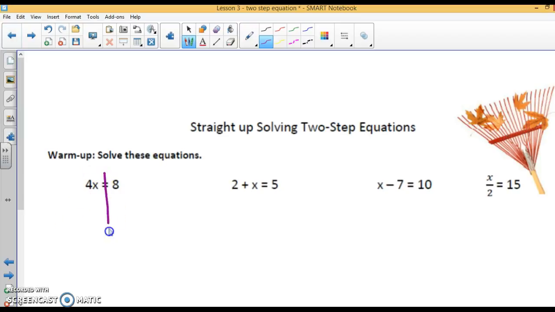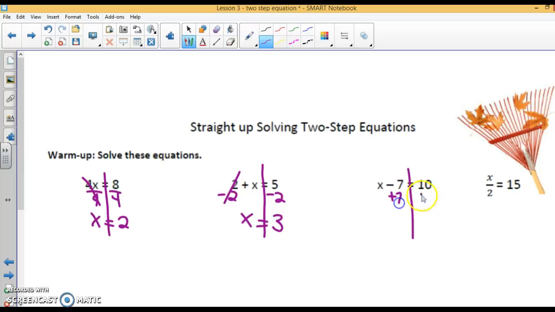All right, draw your line down the middle. This one, I'm going to divide both sides by 4, so I get x is 2. This one, draw your line down the middle. I'm going to subtract 2 from both sides. This will be 0, so I'm left with x equals 3. This one, you should have added 7 to both sides, and you get x is 17. This one, what's the opposite of dividing by 2? You multiply by 2, and you get x is 30. Remember, you always do the opposite of what is with the variable.